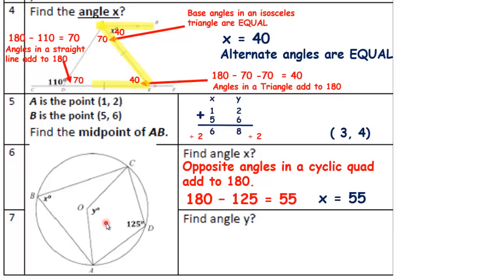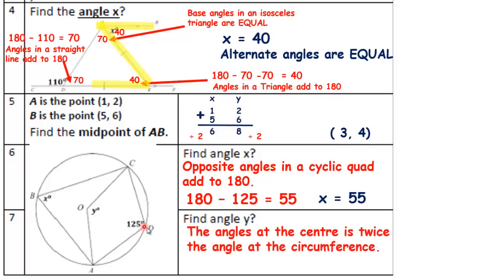So if x is 55, y is going to be twice that. 2 lots of 55 is 110. Okay, make sure you are comfortable with that and can do it. This is a popular exam question as well.